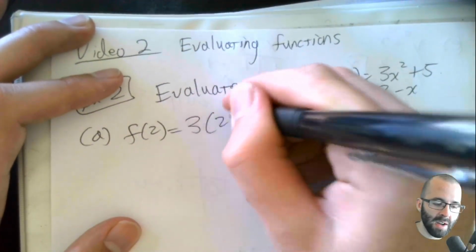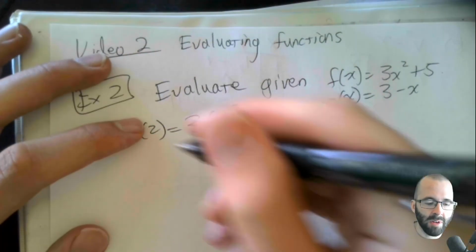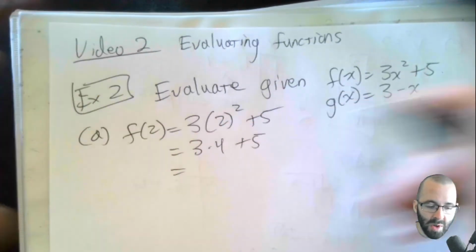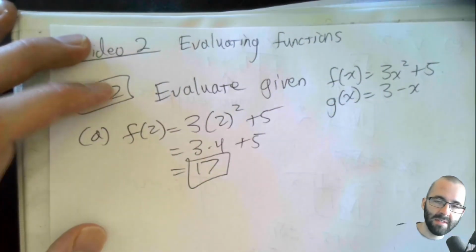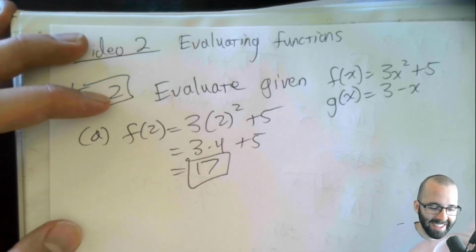So this becomes 3 times 2 squared plus 5. And you can type this into your calculator or evaluate it normally. And you'll get 3 times 4 plus 5, 12 plus 5, 17. All right. And that's all there is to it.